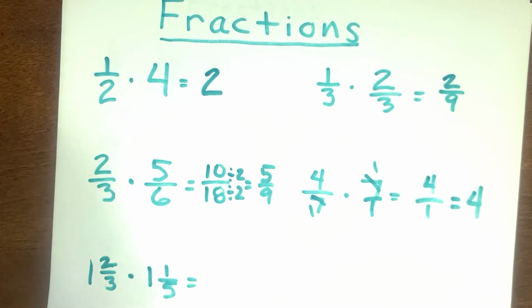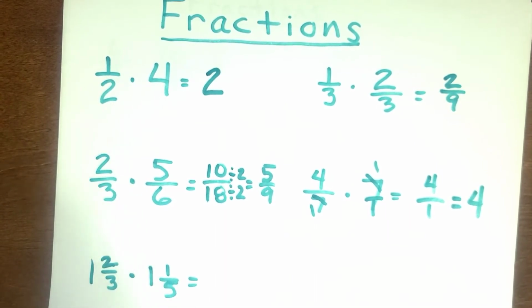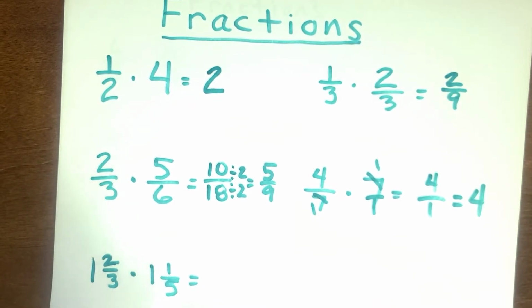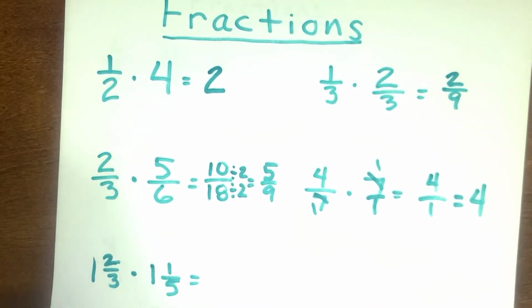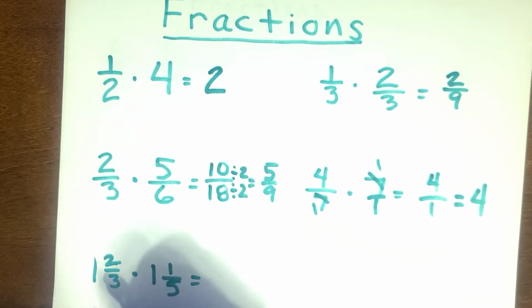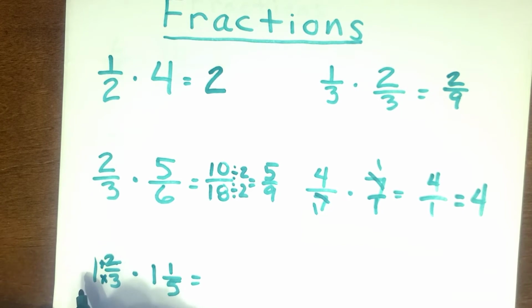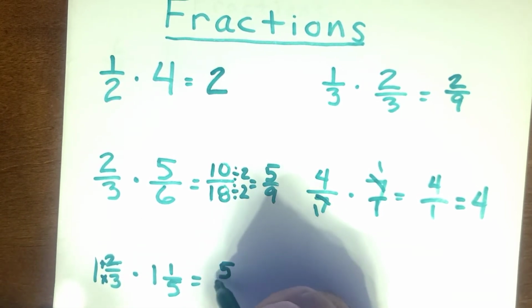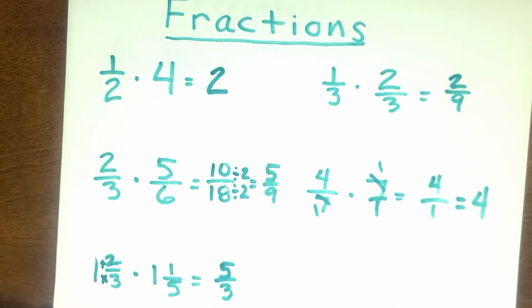This is a mixed fraction. You say, Mr. J, what do? You have to make it an improper fraction. So I'm going to show you a little trick. We're going to multiply, then we're going to add. So what's 3 times 1? It's 3. 3 plus 2 is 5. So this is going to be 5 over 3.